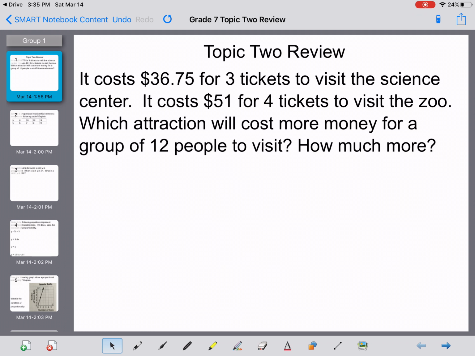Today's lesson is on topic 2 review. It costs $36.75 for 3 tickets to visit the Science Center. It costs $51 for 4 tickets to visit the zoo. Which attraction will cost more money for a group of 12 people to visit? How much more? Take a second to copy down the question.